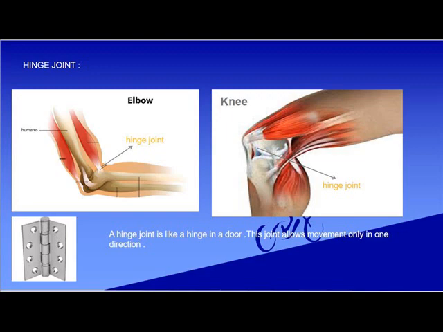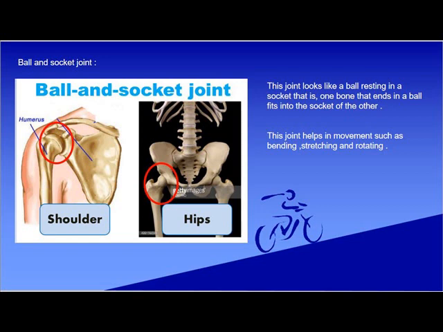Next we will see about the ball and socket joint. Ball and socket joint looks like a ball resting in a socket. That is, one bone that ends in a ball fits into the socket of the other. This type of joint is found in the shoulder and hip region and allows movement of these parts in all directions. This joint helps in movements such as bending, stretching and rotating.